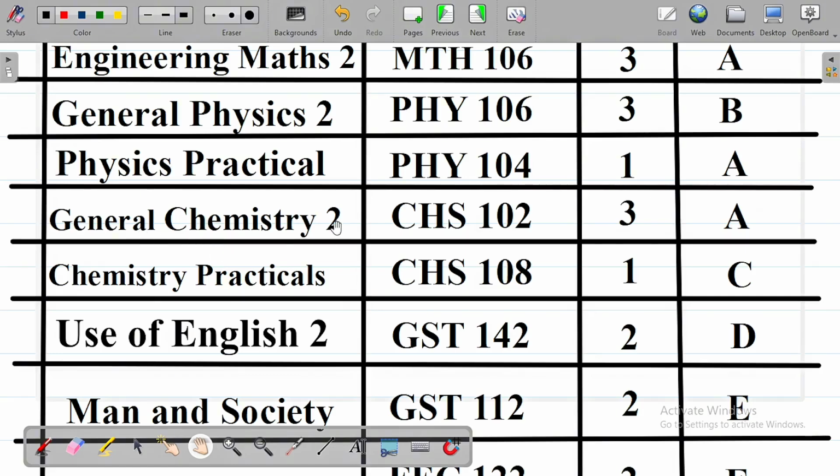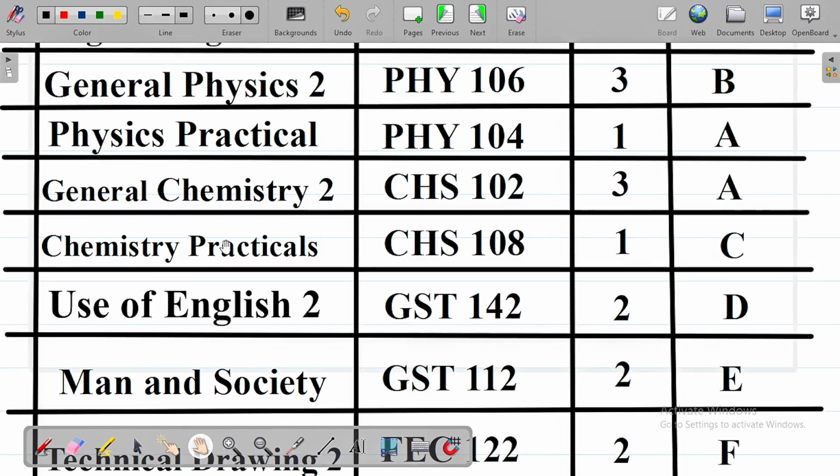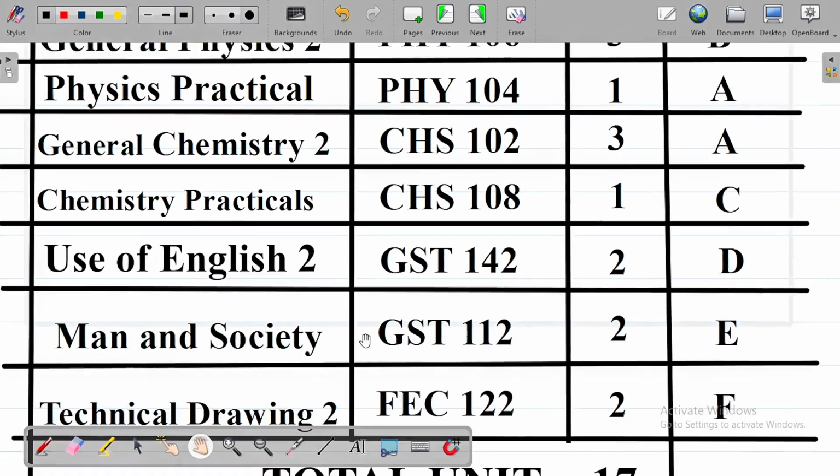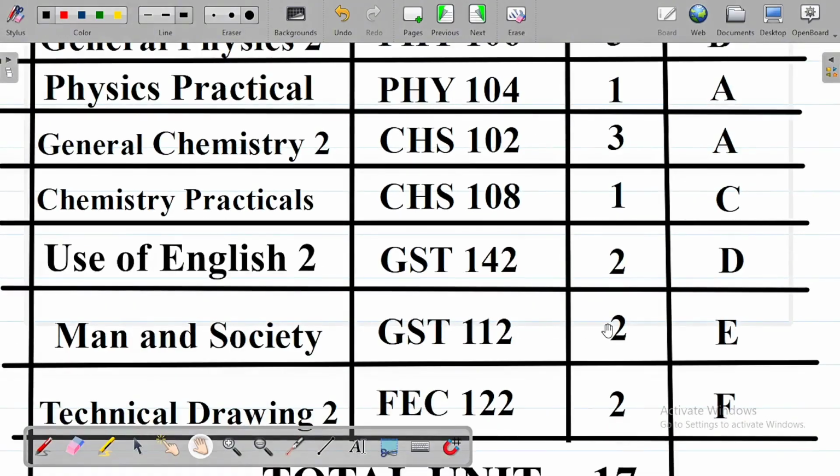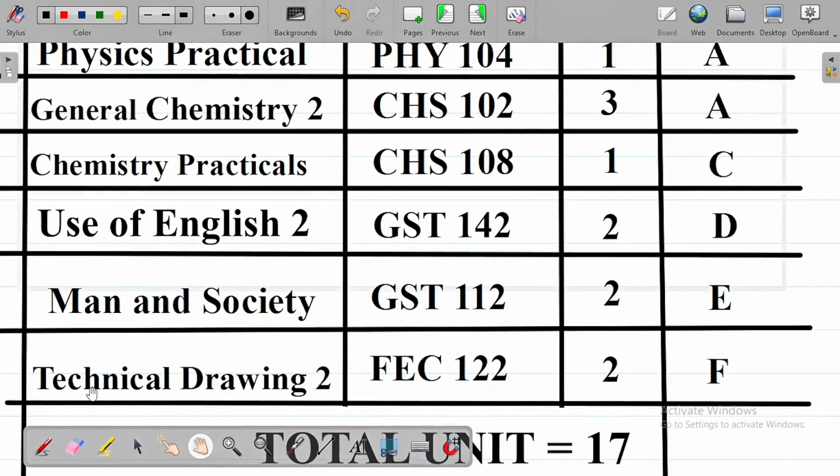We have General Chemistry 2. It is a 3-unit course. Let's assume the student has A. We have chemistry practical. It is a 1-unit course. Let's assume the student has C. And we also have use of English 2. It is a 2-unit course. Let's assume the student has D. We have man and society. It is a 2-unit course. Let's assume the student has E. And we have technical drawing 2. It is a 2-unit course. Let's assume the student has F, which means the student failed the course.